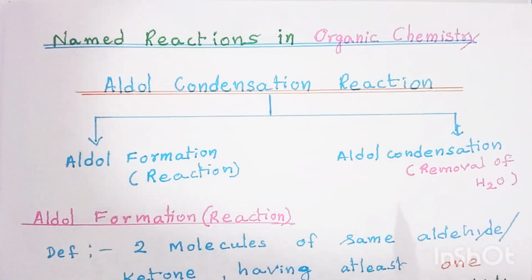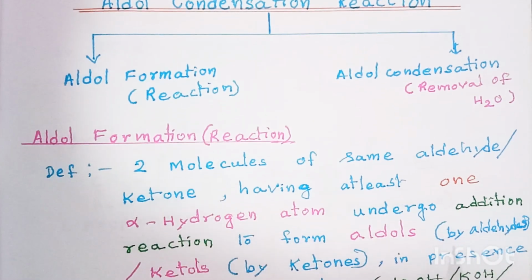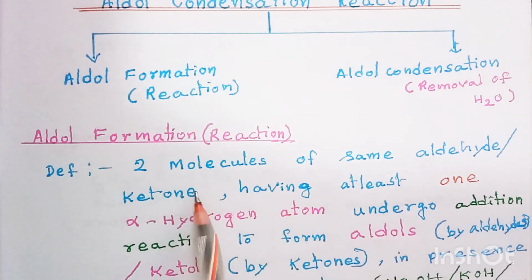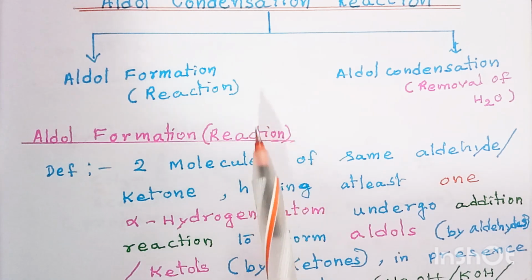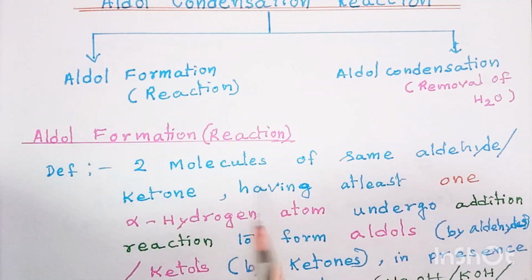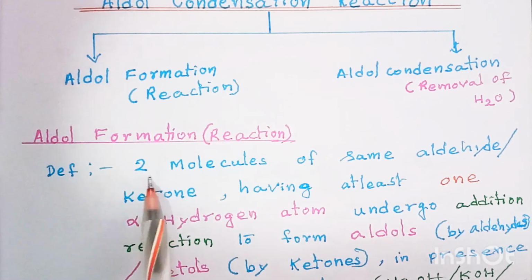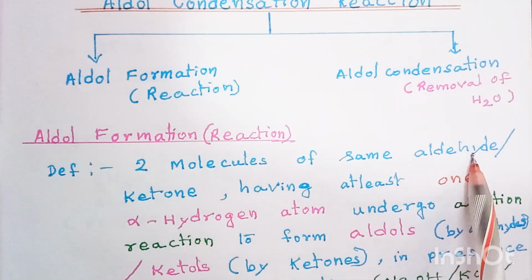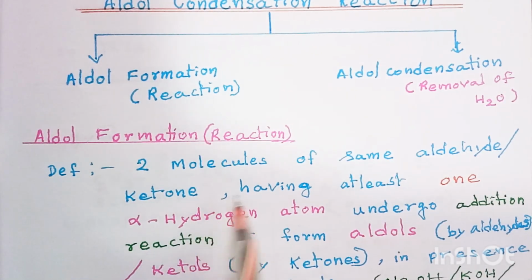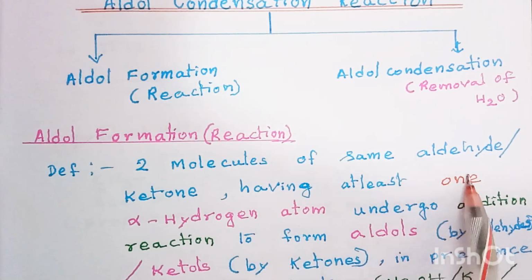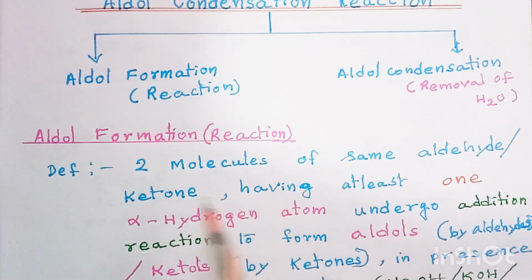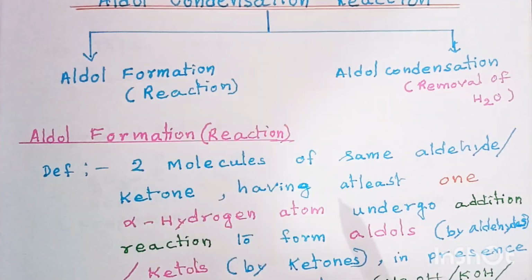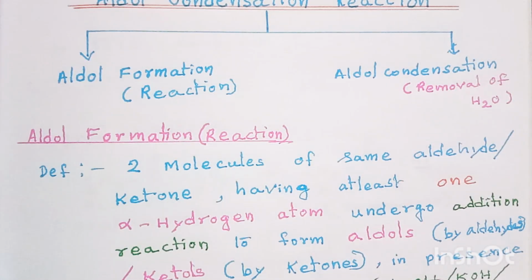What is aldol? Aldol is a compound having two functional groups. Ald means aldehyde functional group, ol means alcohol functional group. So this compound will have alcohol as well as aldehyde functional group, so it is called aldol. Aldols are formed by two molecules of the same aldehyde or ketone, that is, they are the carbonyl compounds having at least one alpha hydrogen atom. So, two molecules of same aldehyde or ketone can form aldols or ketols.